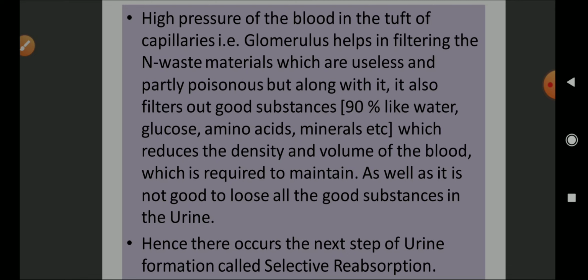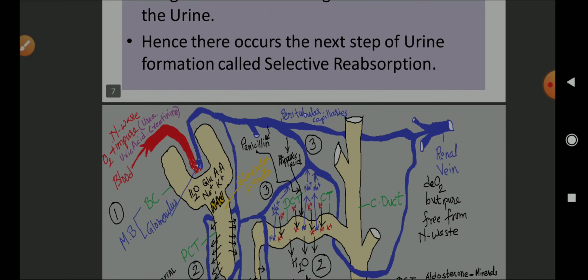The high pressure of the blood in the tuft of capillaries, that is the glomerulus, helps in the filtration of nitrogenous waste materials which are useless and partly poisonous. But along with it, it also filters out the good substances, that is 90% of water, glucose, amino acids, minerals, vitamins, enzymes, hormones, etc., which reduces the density and the volume of the blood. It requires to be maintained, and it is not good to lose all the good substances in the urine. Hence, the second step occurs, that is selective reabsorption.